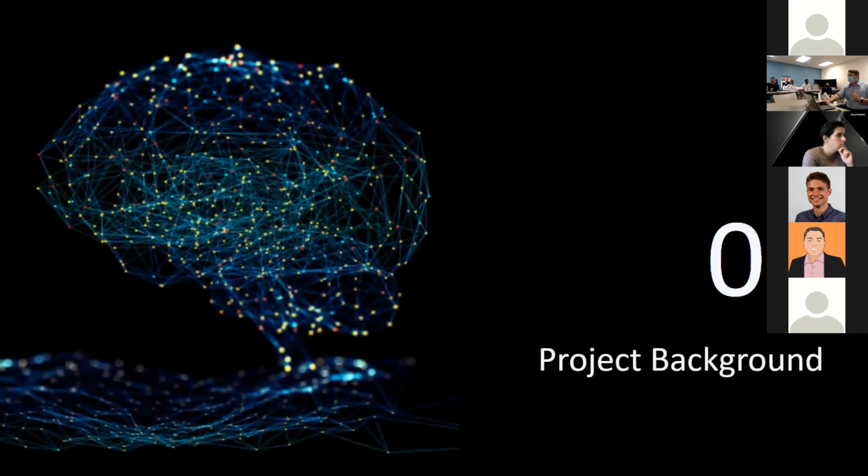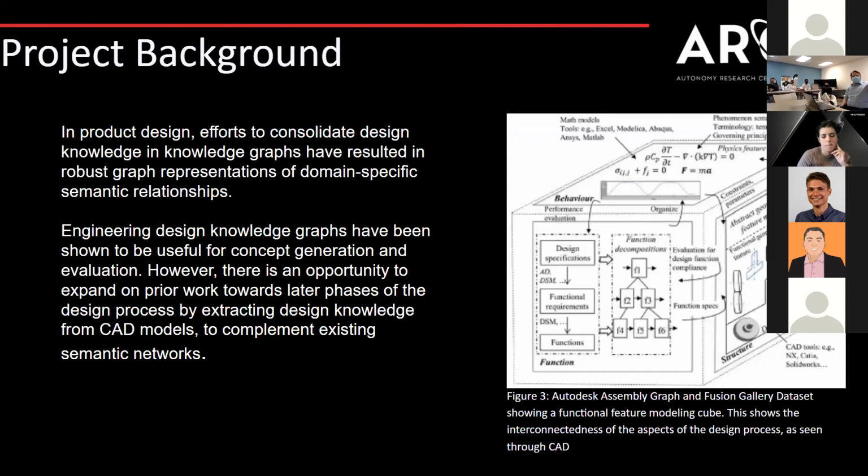So some background on the project. In product design, efforts to consolidate design knowledge in knowledge graphs have resulted in robust graph representations of domain-specific semantic relationships. Engineering design knowledge graphs have been shown to be useful for concept generation and evaluation. However, there is an opportunity to expand on prior work towards later phases of the design process by extracting design knowledge from the CAD models to complement existing semantic networks.